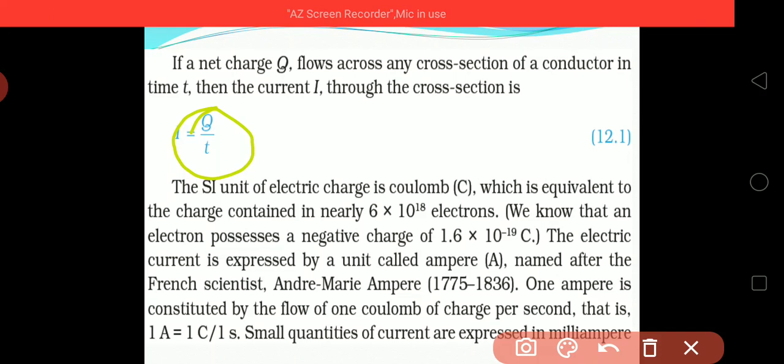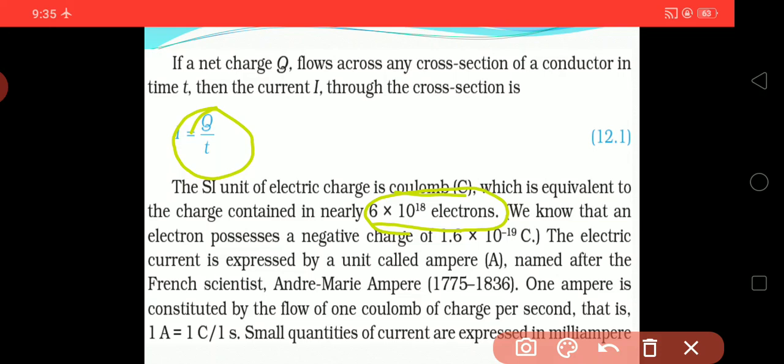That is the definition of electric current: electric current is equal to flow of charge upon time taken. The SI unit of electric charge is the coulomb, which is equivalent to the charge contained in nearly 6 × 10^18 electrons.